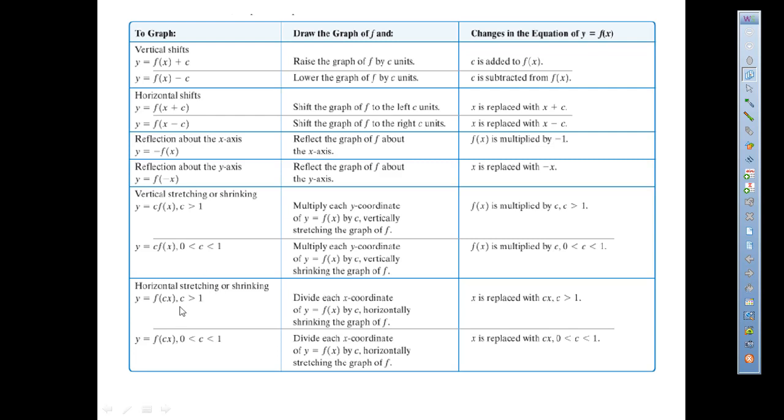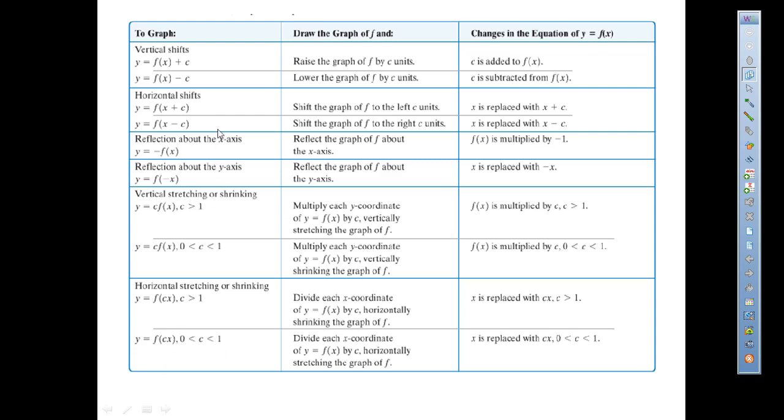Now, with the horizontal stretching and shrinking, it's going to occur very much like the horizontal stuff up here. It's the opposite of the way that you would normally think. If you have f of c times x, if c is greater than 1, you're actually going to end up shrinking the graph horizontally. And if c is between 0 and 1, you're going to end up stretching the graph.